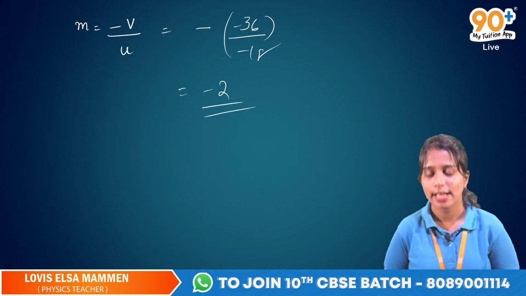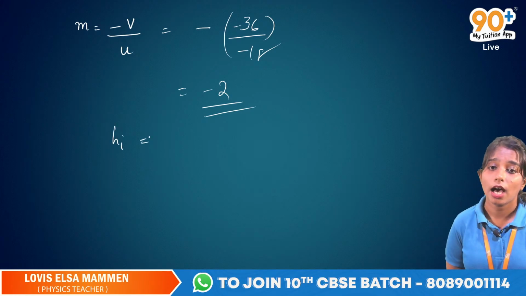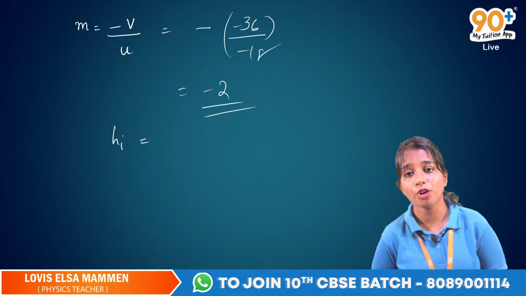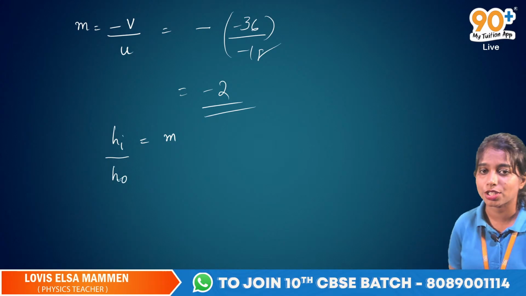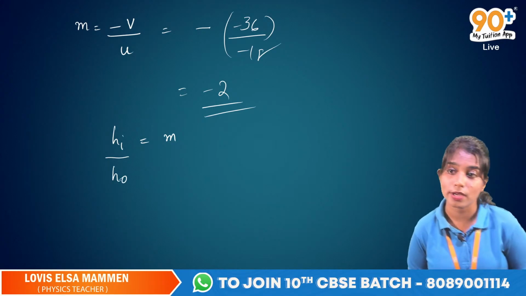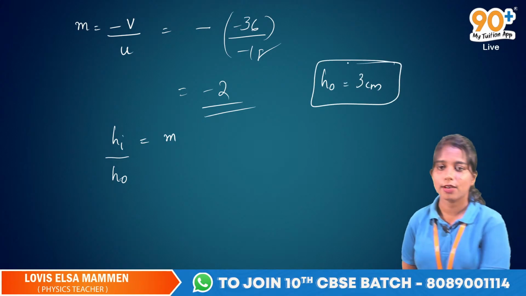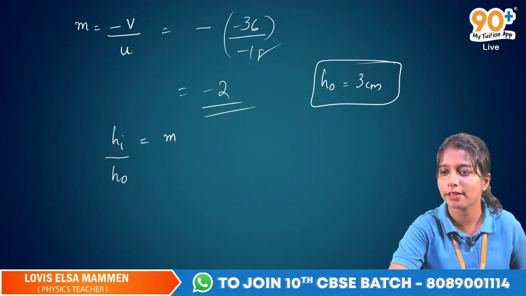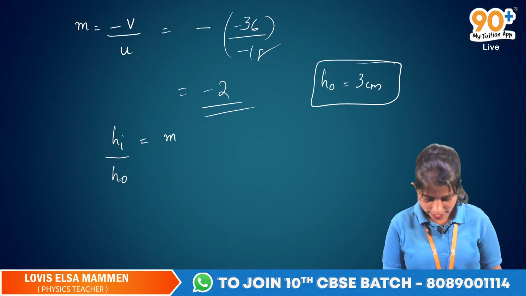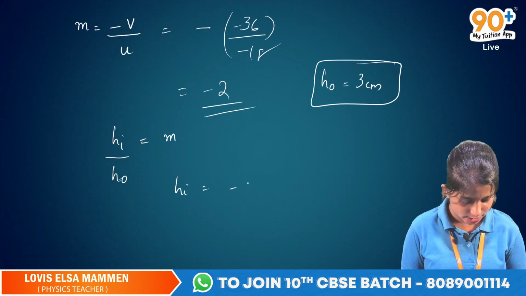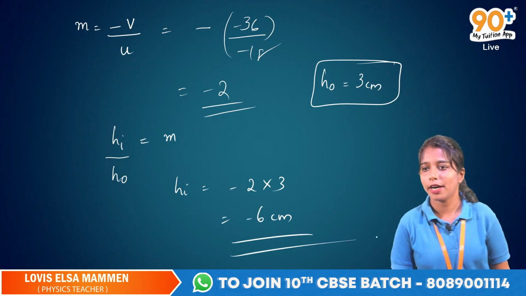Yes, that is right. Next, you are supposed to find the height of the image. How will you find the height of the image? You know that magnification M is equal to HI by HO. That is HI by HO is equal to magnification. In the question HO is 3 centimeter. Just now we have found magnification. Substitute it, and you will get the height of the image as minus 2 into 3, which is minus 6 centimeter. Got it? Understood?